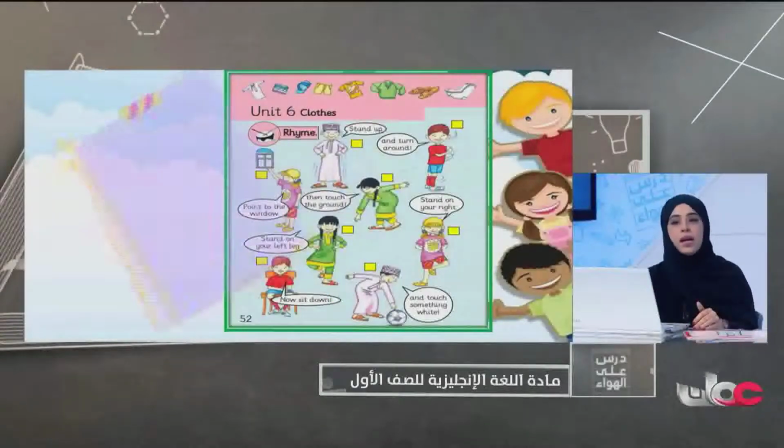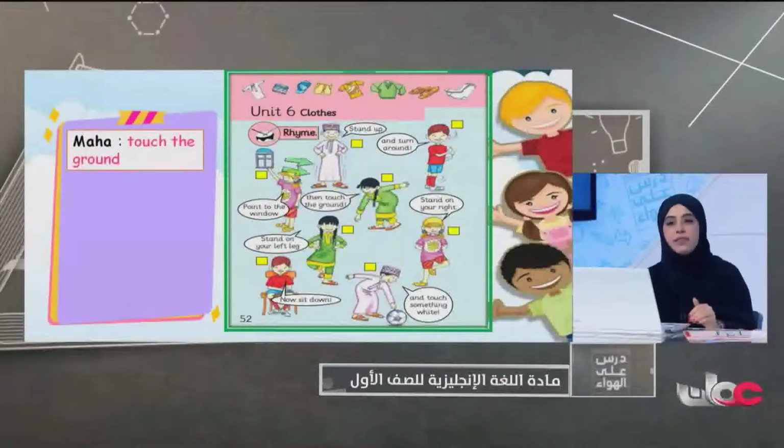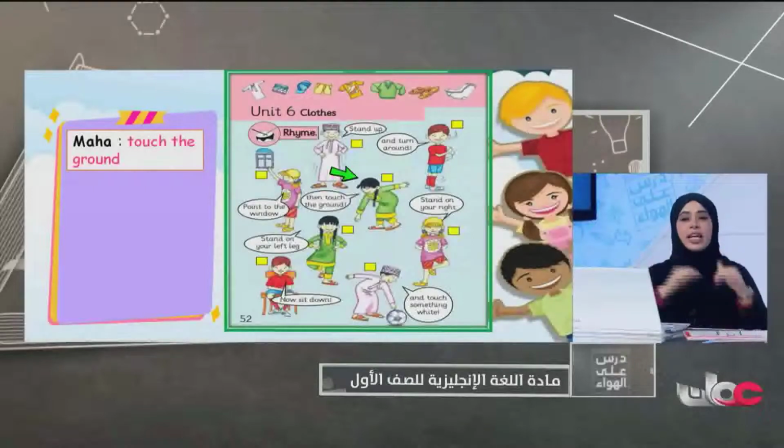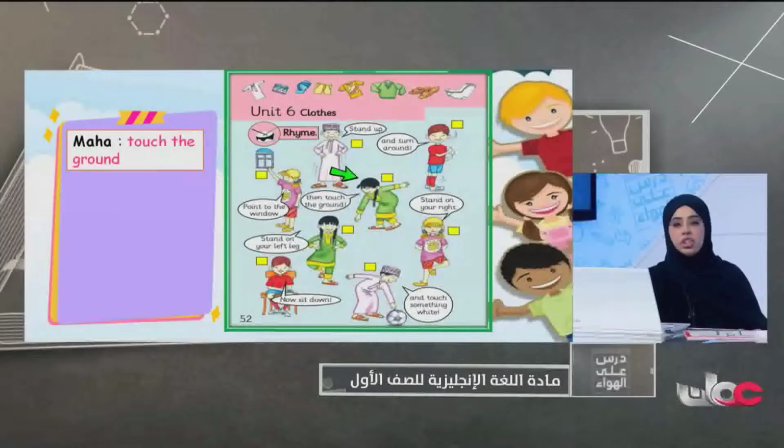Let's move now to the other two girls. The first one is Maha. Look at Maha. What is she doing? Can you please tell me what she is doing? She is touching. Yes, what is she touching? She is touching the ground. The floor. You can touch the floor. Touch the ground. As you can see, Maha is touching the ground.